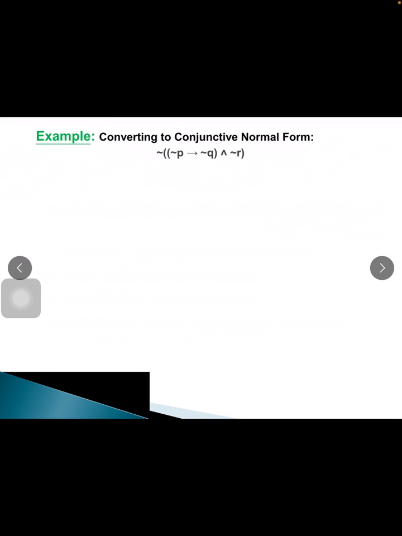Now see how we convert this. Let's take an example, converting to conjunctive normal form. We have been given this expression: negation of, negation P implies negation Q and negation R, and the whole negation of this. Here we have to convert this into the CNF, means conjunctive normal form. So how to do this? First we apply the definition on this implication.